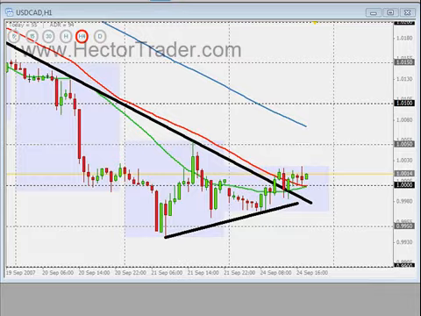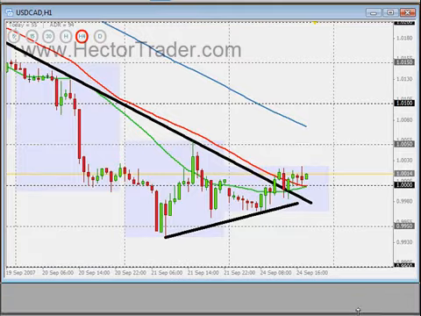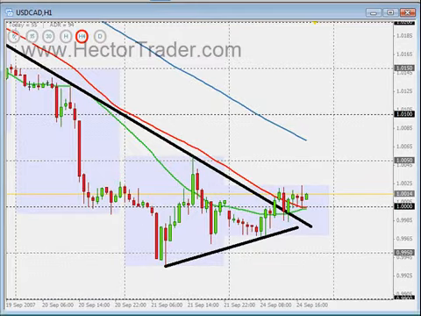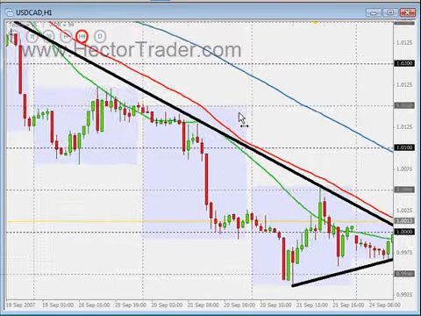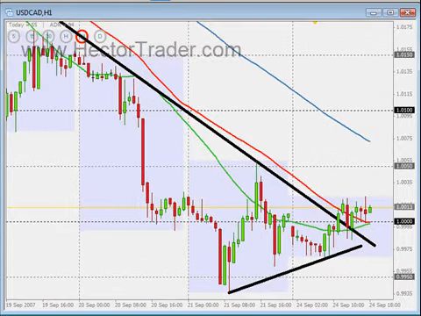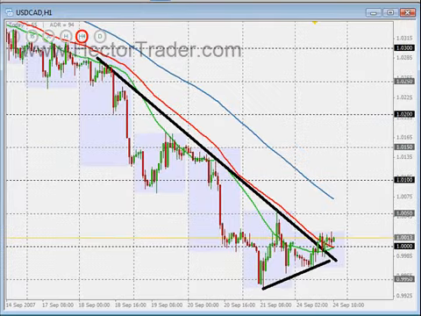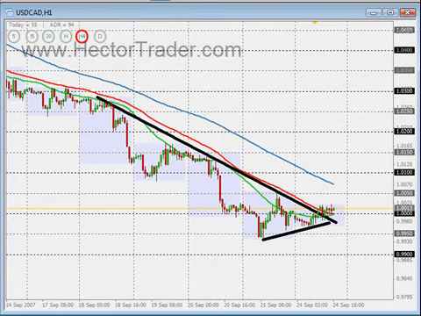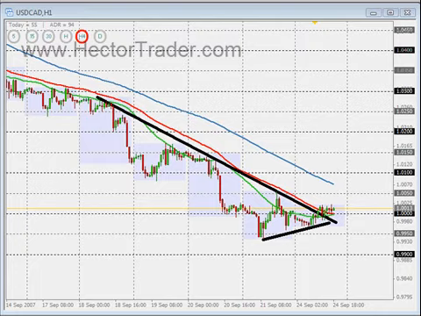Also the second setup that I was telling the guys on my mailing list about was the USD Canadian dollar, that means the American dollar against the Canadian dollar, for a possible triangle formation. Let me zoom out a little bit so you can see that properly. This is the triangle I'm talking about. We have a clear downtrend forming the triangle top, and the retracement trend line working as a triangle bottom.